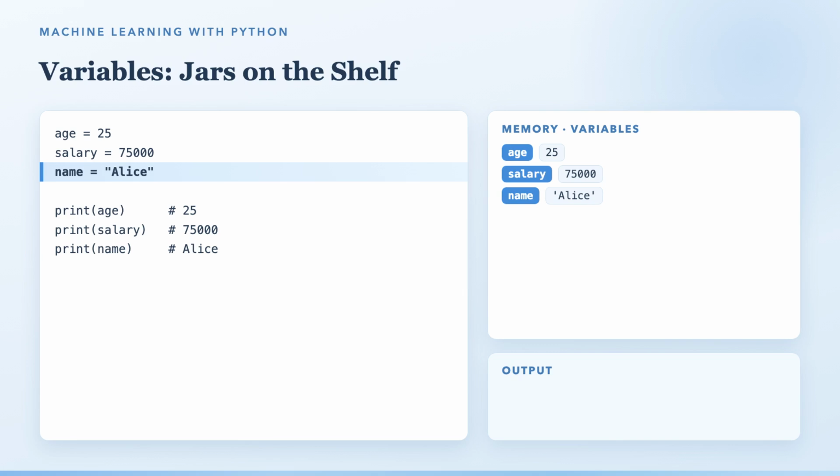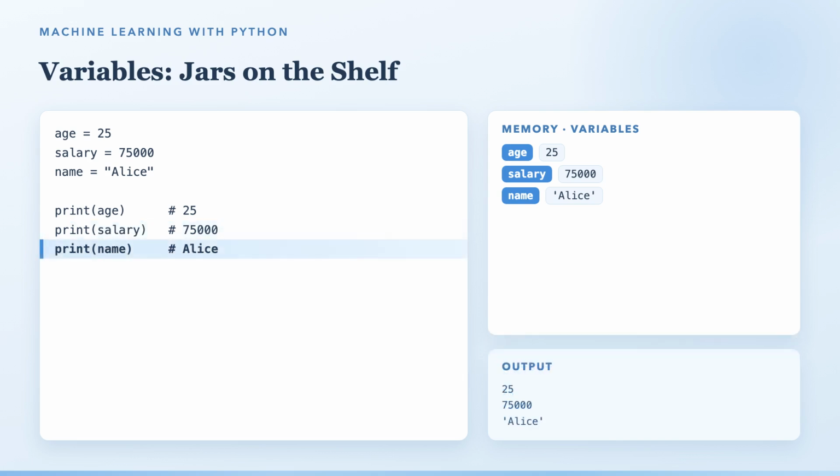Let's walk through this code together, slowly. First, we write age equals 25, and Python quietly creates a variable named age, holding the number 25. Next, salary equals 75,000. A second variable, salary, now holds 75,000. Then name equals Alice, written in quotes, so the variable name holds the text Alice. Finally come three print lines. We print age, and the screen shows 25. We print salary, and out comes 75,000. And when we print name, Alice appears. Three names, three values, each resting safely in the computer's memory, waiting for us.